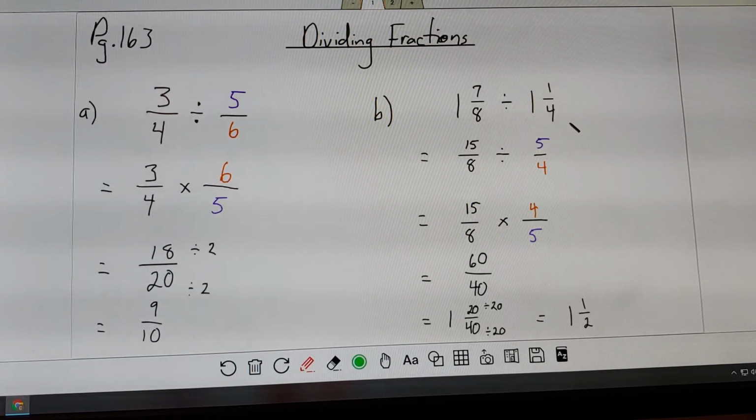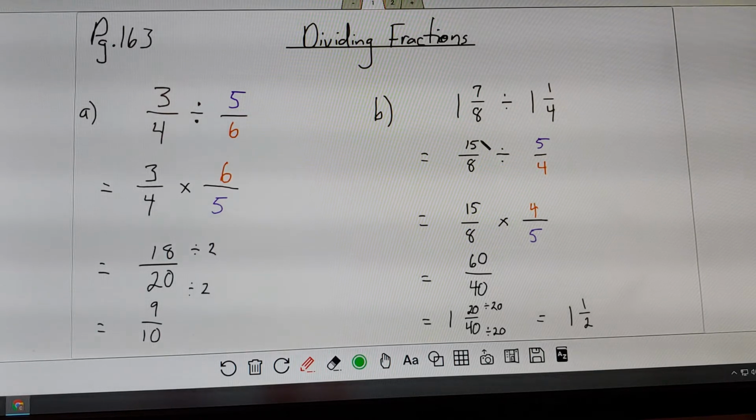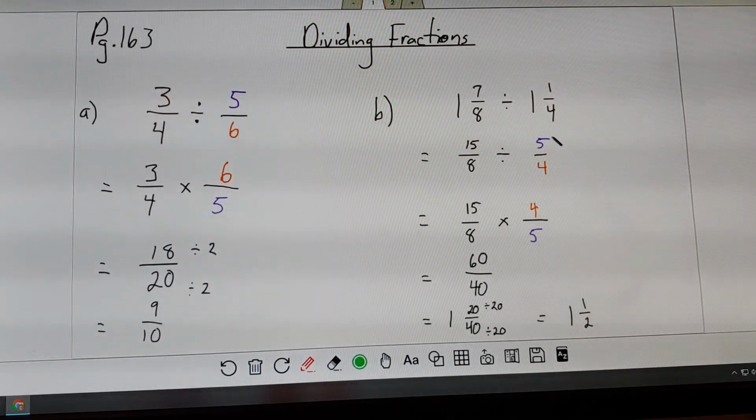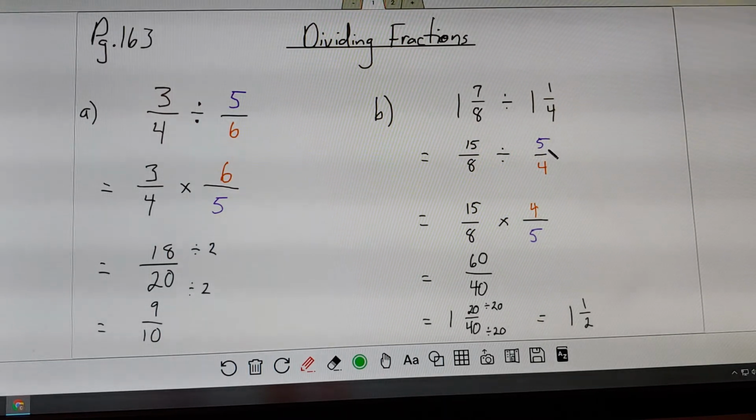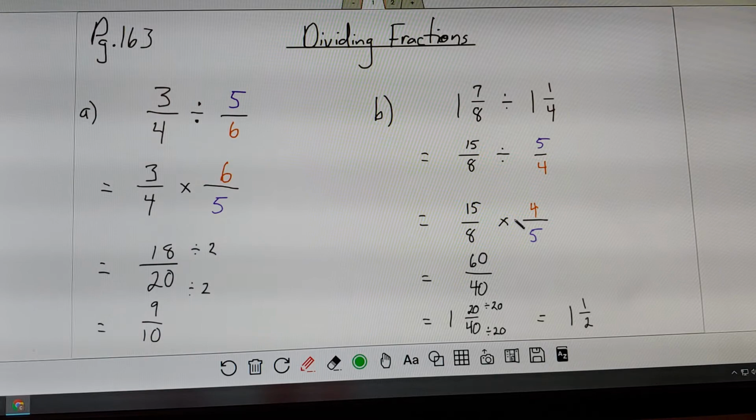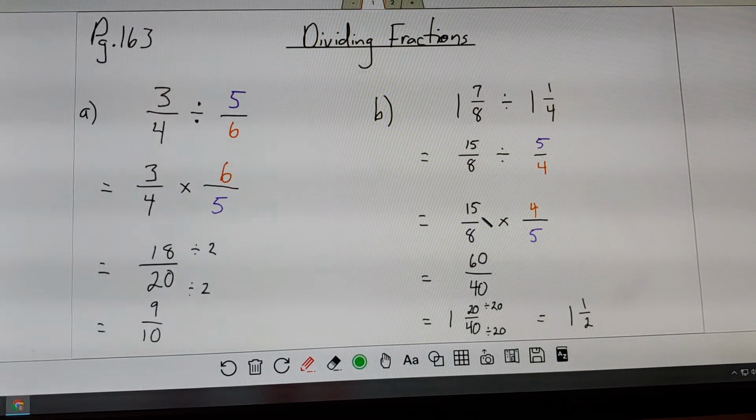So, a slightly more complex one because they have mixed numbers. 8 times 1 is 8, plus 7 is 15. There's our improper fraction. 4 times 1 is 4, plus 1 is 5. Okay, there's our divisor, 5 over 4. We take the reciprocal, so we flip it over. We now have 4 over 5. Change it to a multiplication.